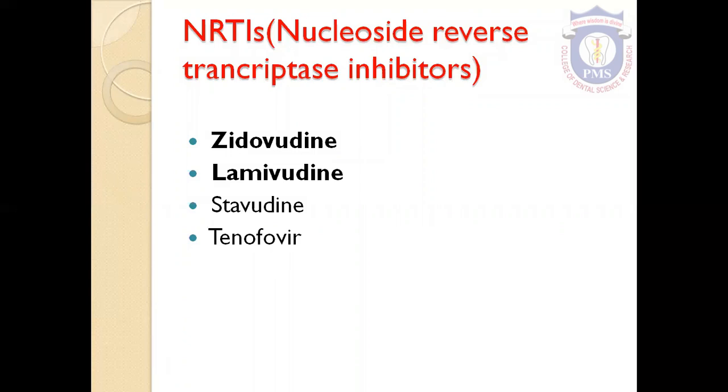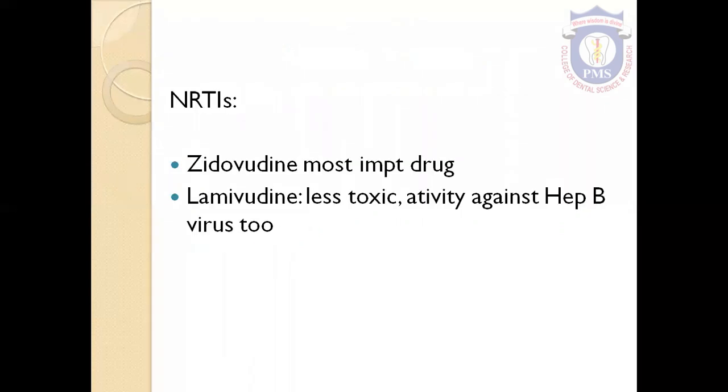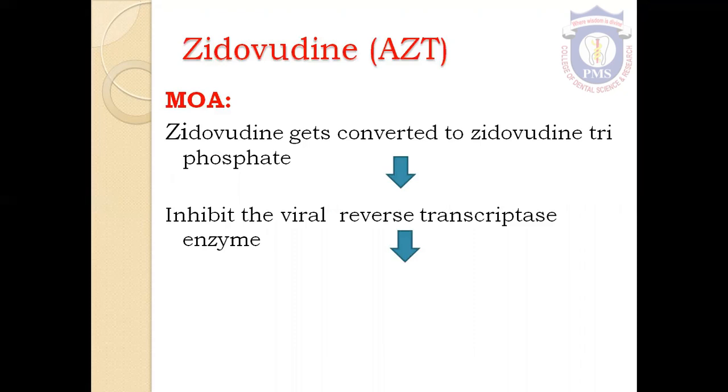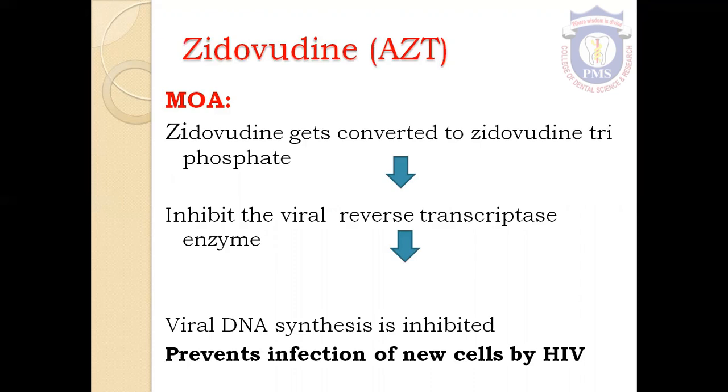NRTIs, examples zidovudine, lamivudine. Zidovudine is the most important drug. Compared to zidovudine, lamivudine has less toxicity and it is also active against hepatitis B virus. Zidovudine gets converted to zidovudine triphosphate and inhibits the viral reverse transcriptase enzyme. Thus, the viral DNA synthesis is inhibited. So, it prevents the infection of new cells by HIV particles.